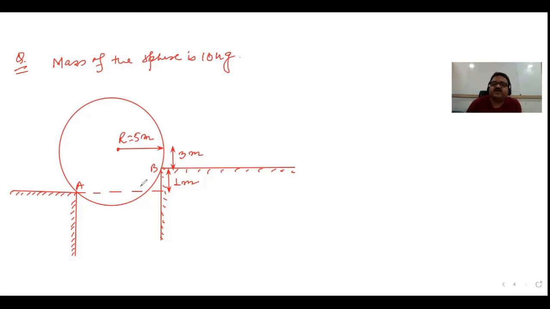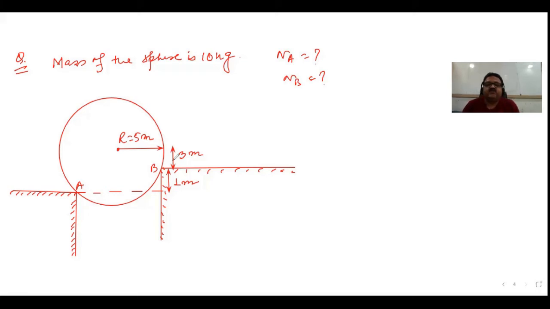Okay, students, look at this problem. It is given that there is a sphere of mass 10 kg of radius 5 meter and supported like this. The gap between point B and this line is 3 meter, and the gap between A and B is 1 meter. We have to find out the normal reaction at the point A and normal reaction at the point B. That means NA is how much and NB is how much.